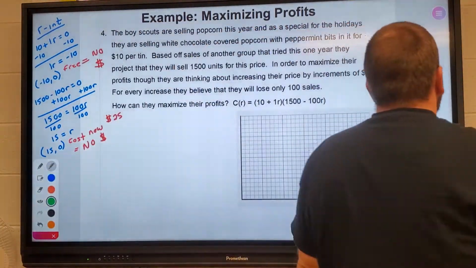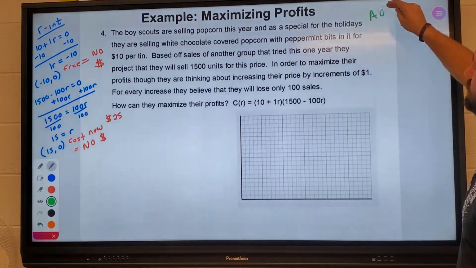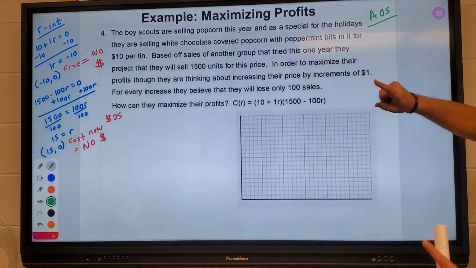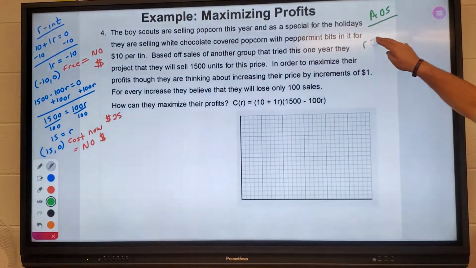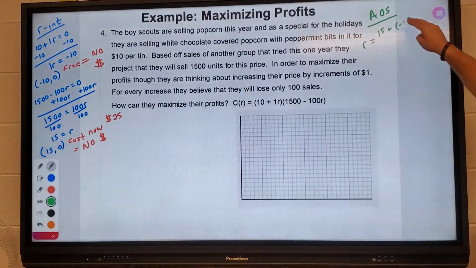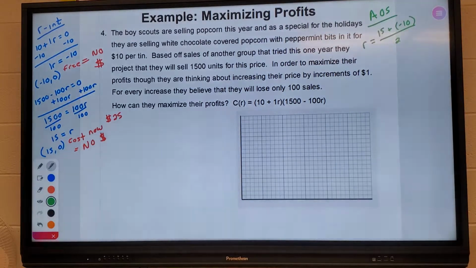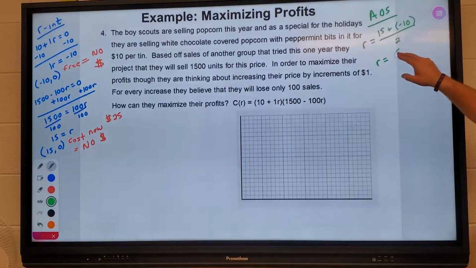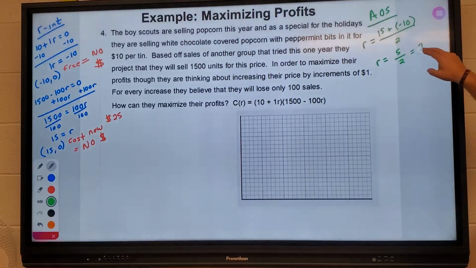Then up here, let's find the axis of symmetry. So here's the AOS. Again, I'm going to use those two values. I'm going to find the average or the mean of them. So R equals that 15 plus the negative 10, and I'm going to divide it by 2, which gives me R equals 5 over 2, which is 2.5.